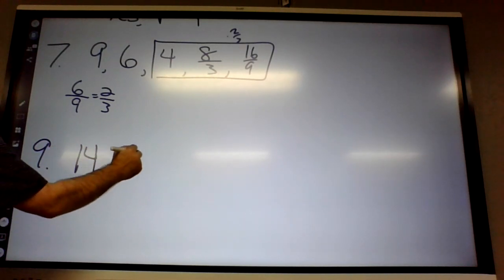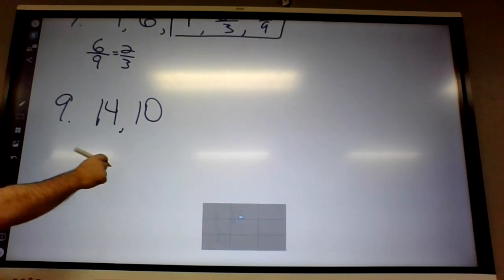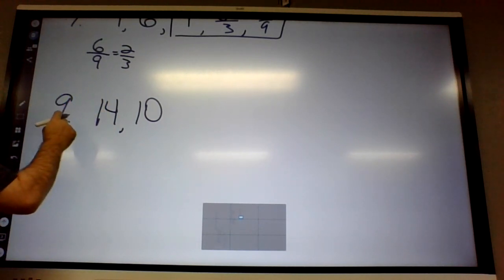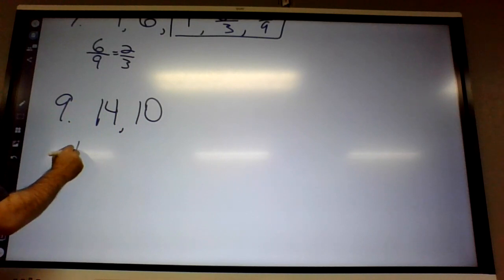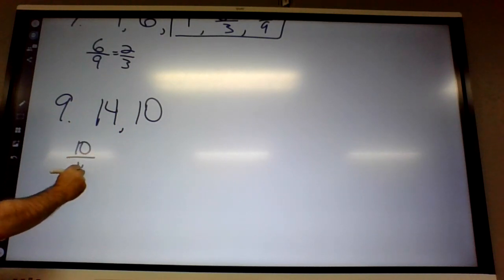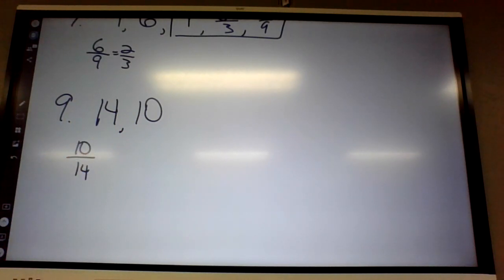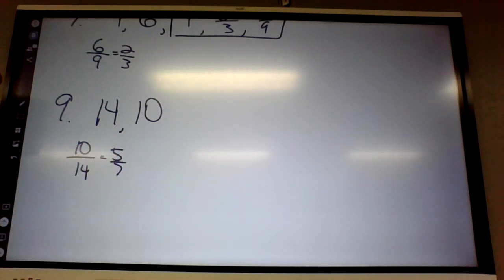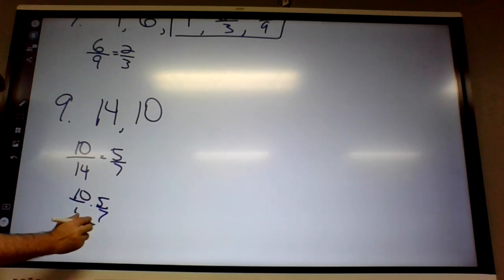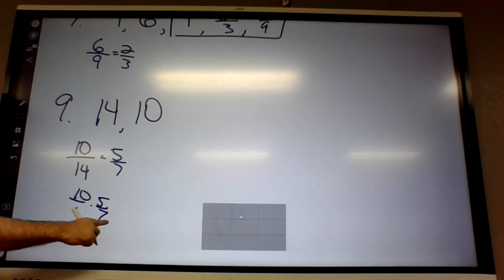Okay, 19 is pretty weird. How do we get from 14 to 10? Wait, that's wrong. We do 10 divided by 14, which is just like 5/7. Okay, it's going to be kind of weird. So 10 times 5/7 is just 50/7.